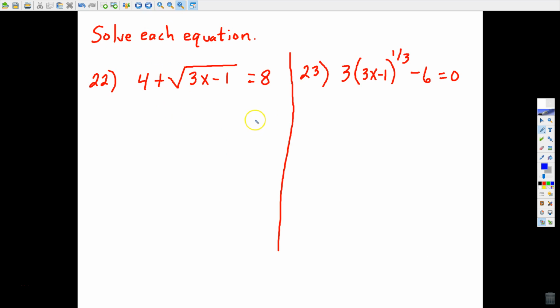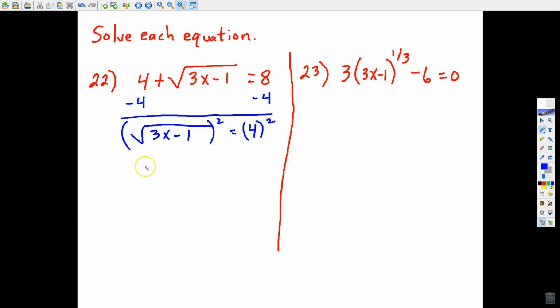Okay, so we're getting into solving equations. So remember, the idea behind solving these radical equations is to isolate the radical first. I need to subtract 4 from both sides in this equation first. And now I'm ready to undo the square root by squaring on both sides. 3x minus 1 is equal to 16. Add 1 to both sides. 3x is equal to 17. x is equal to 17 thirds.